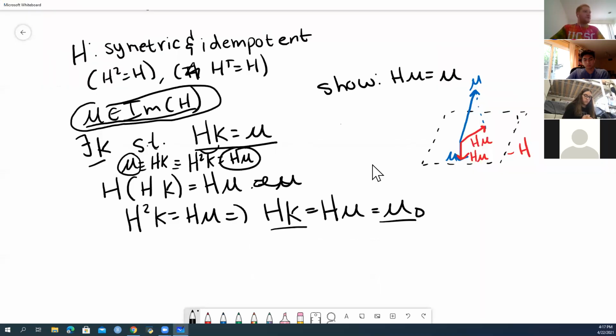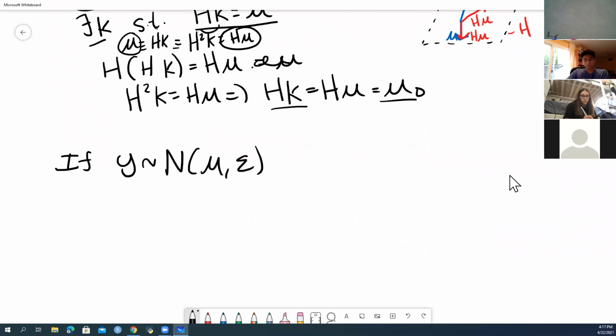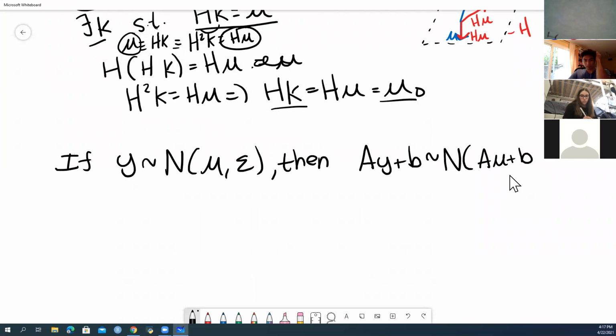is really similar to the ones before. So remember, a really core part of this whole thing is that pretty much the main thing you're going to be using is the fact that if y is distributed as normal mu, sigma, then Ay plus b is distributed as normal A mu plus b, A sigma A transpose.